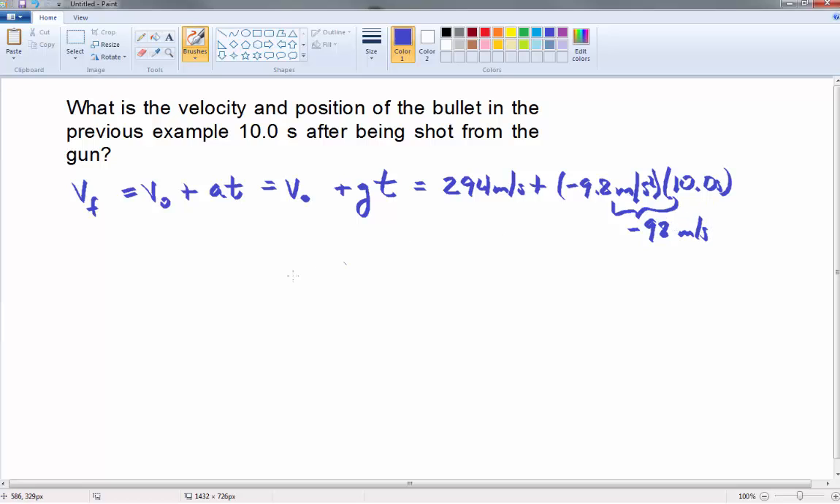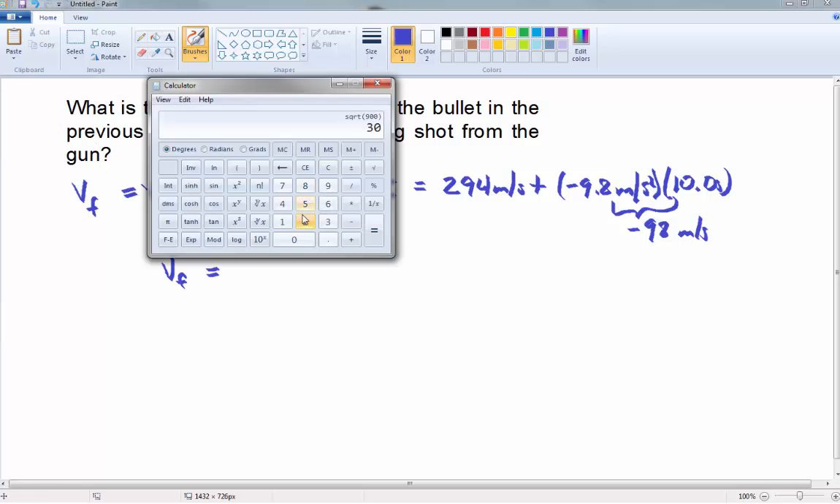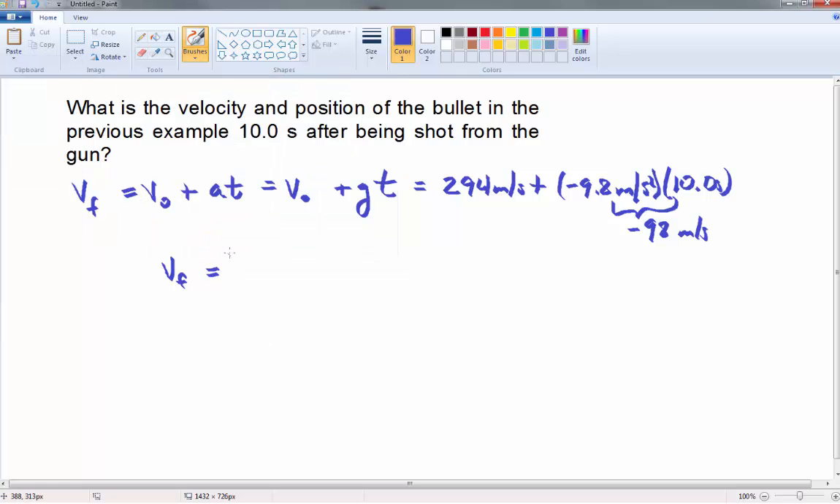And so the magnitude of your final speed is basically going to be 294 minus 98 in meters per second. So you can see that 294 minus 98 is going to be just shy of 200. It'll be 196 by the time all is said and done. So this is 196 meters per second, and if we want direction, it's traveling up.